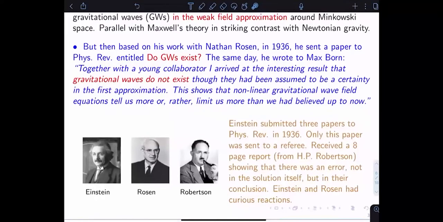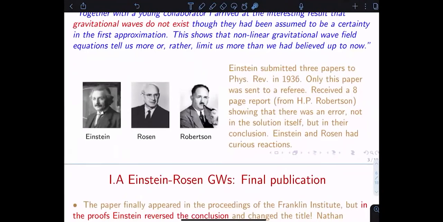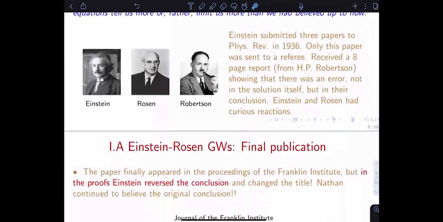Einstein submitted 3 papers to Physical Review in 1936, and only this paper was sent to a referee, and he received an 8-page report. Now we know that the report was written by Robertson of the Friedmann-Lemaitre-Robertson-Walker universe, and it showed that there was an error, not in the solution mathematics, but rather in their conclusion, because they actually confused a coordinate singularity with a physical singularity. And Einstein and Rosen had very curious reactions to this referee report.